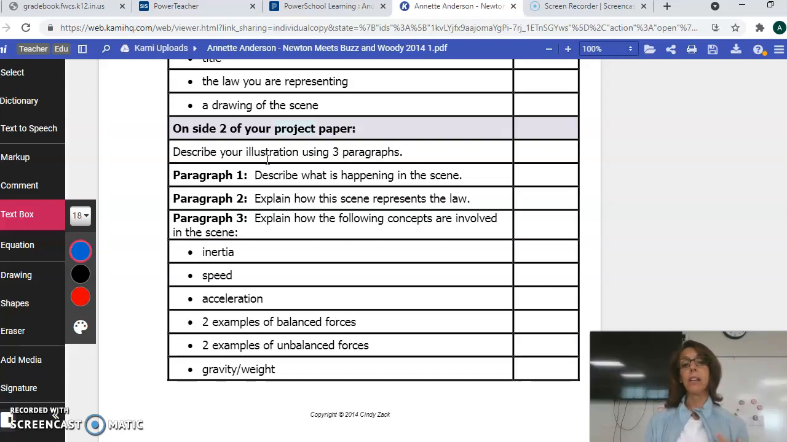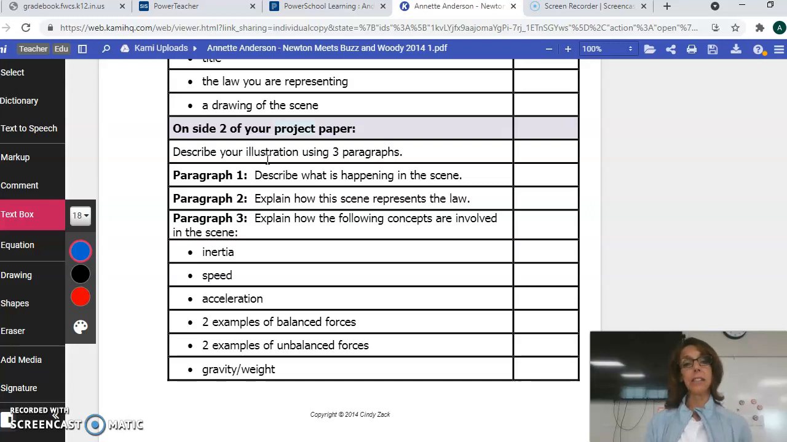Paragraph 1, which is 5 to 6 sentences, describe what's happening in the scene. Paragraph 2, explain how the scene represents that law. How does it fit? Paragraph 3, which could turn into more than 1 or 2 paragraphs.